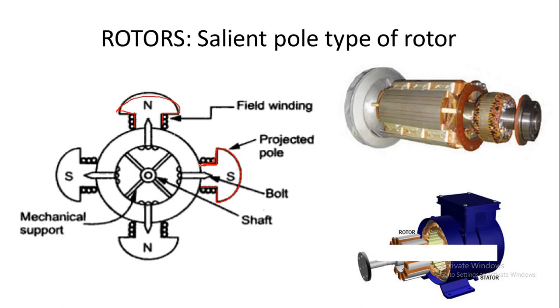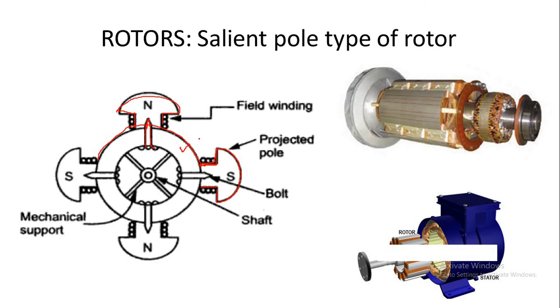So this core is bolted to a heavy magnetic wheel. See here the bolts they will be using. The core is a pole core which will be bolted to a heavy magnetic wheel that will be made up of cast iron or steel.